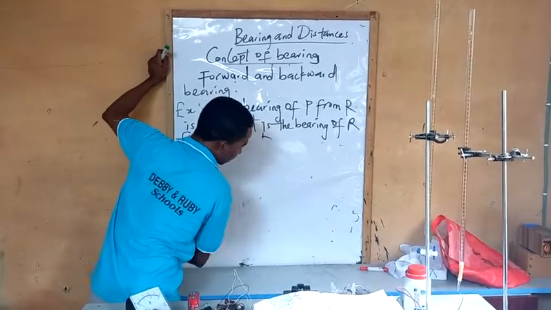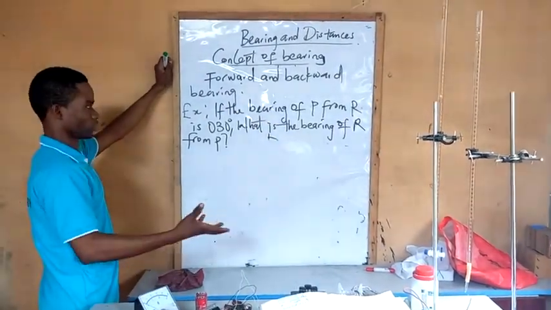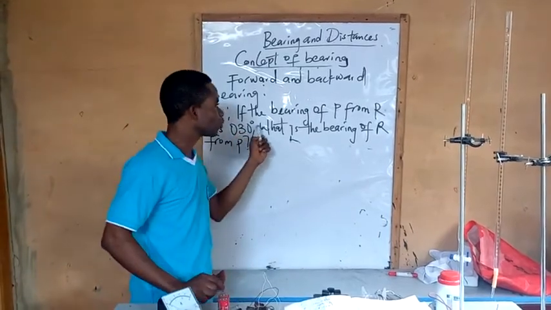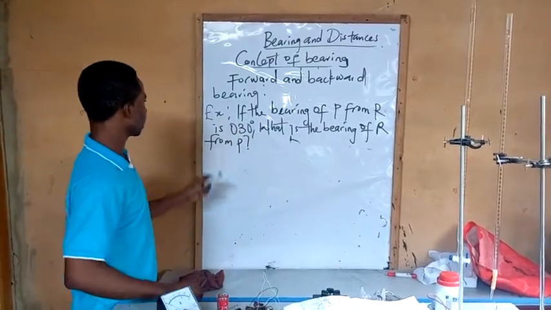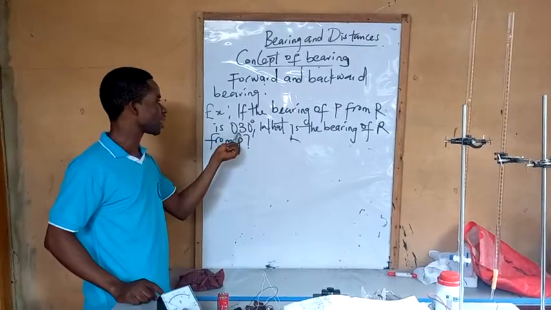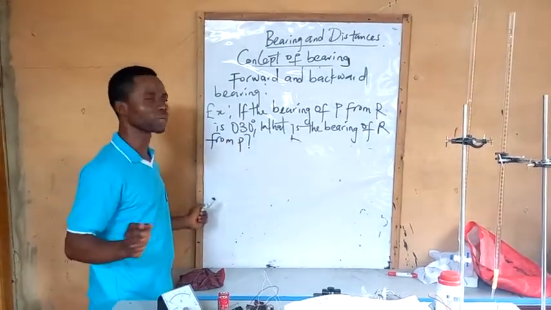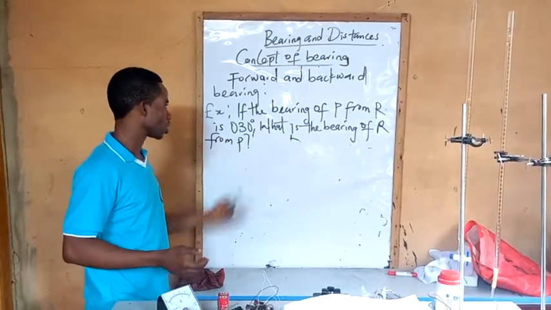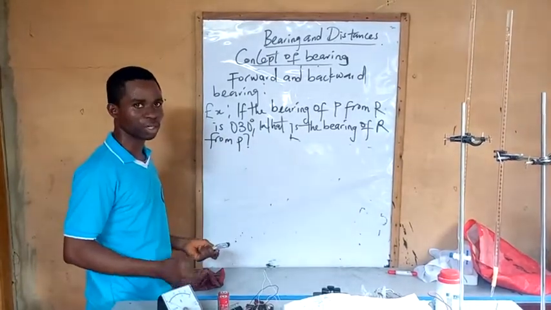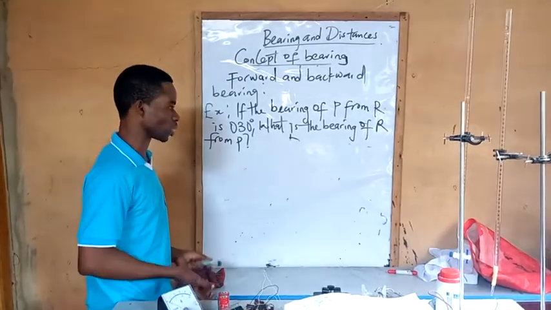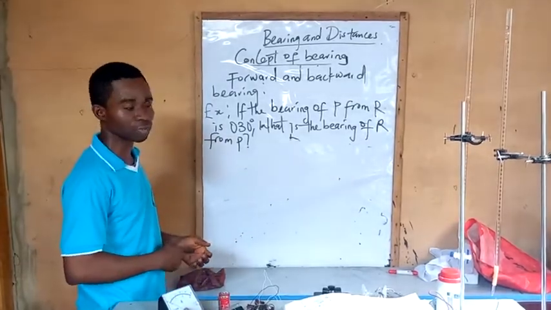And let me give you a short form for this, how to do this shortly. Anytime they give you forward and backward bearing, and the number is less than 180, like 30 degrees, just add it to 180 and you get your answer. Anytime the number is not up to 180, add it to 180, you get your answer. So far, it is objective.